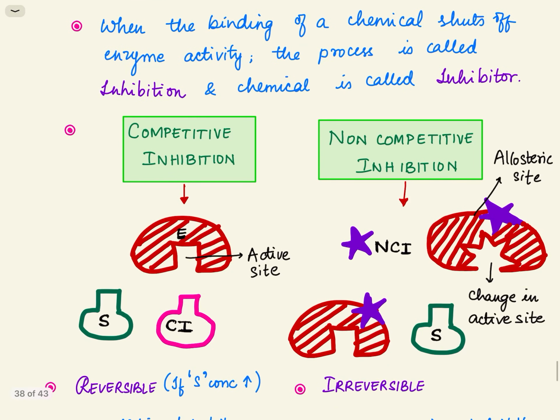But competitive inhibition is a reversible kind of inhibition, while non-competitive is irreversible. Why? Because the shape of the active site itself is changed. So there is no way that you can reverse it, right? That is why non-competitive is irreversible and competitive is reversible, right?